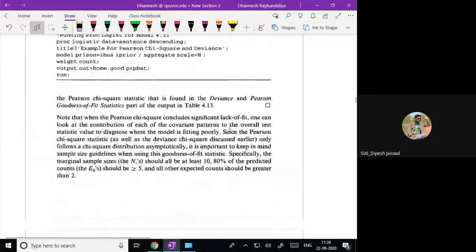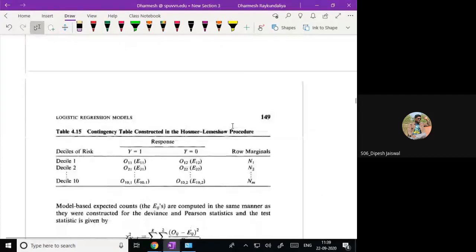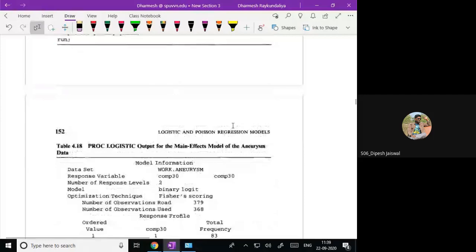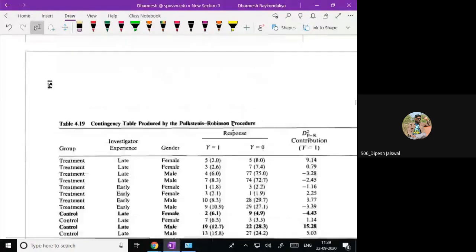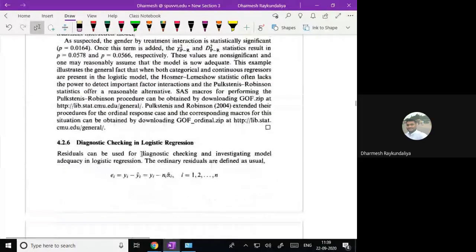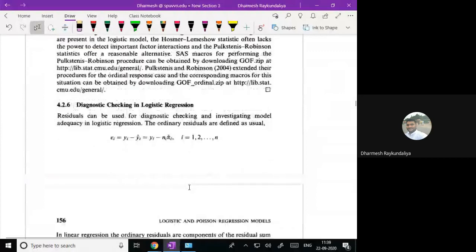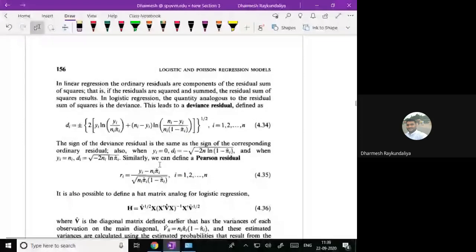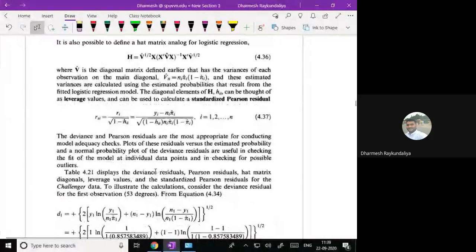Okay, lack of fit is going to be discussed in the seminar, so I'll skip that part. And diagnosis checking I have also given in the seminar. So we will discuss it over there. I have already discussed it with you people. RSI is nothing but the standardized Pearson residuals.